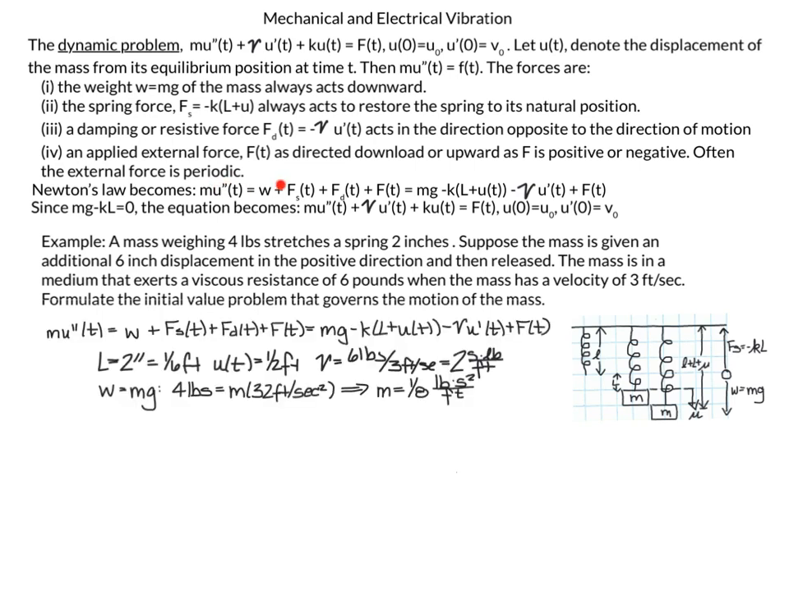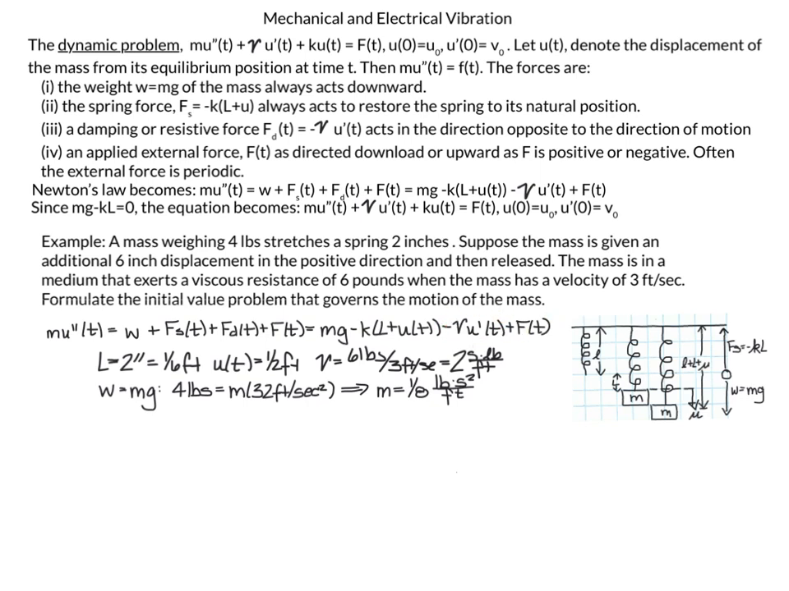First, I wrote down my differential equation from Newton's law. So my m u double prime is equal to my forces, which is my weight, plus my spring force, my damping force, and any external force. The weight is mg, my spring force is minus k, the spring constant, times the displacement, in this case L plus the displacement of the mass, my additional 6-inch displacement, minus my damping, plus my external force.